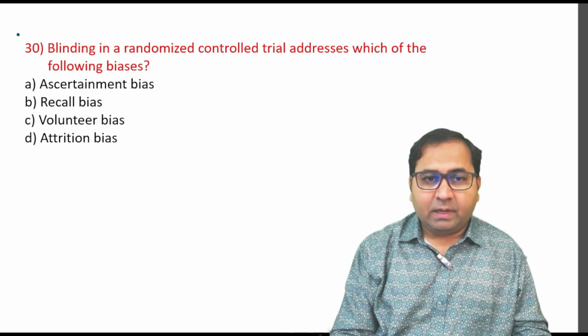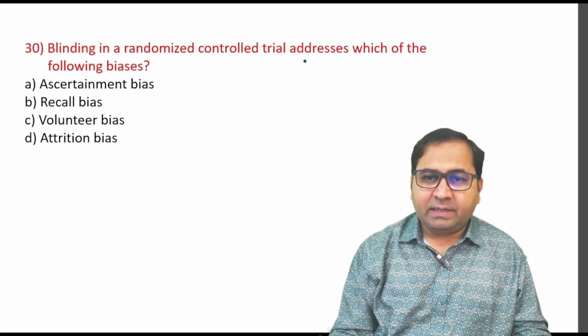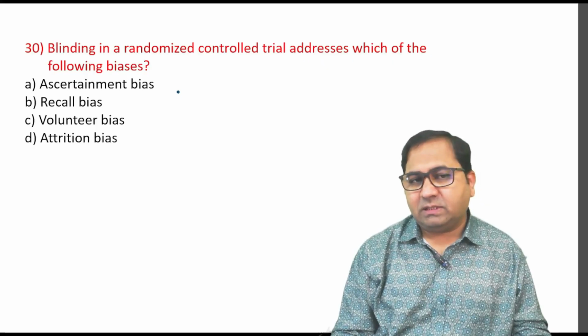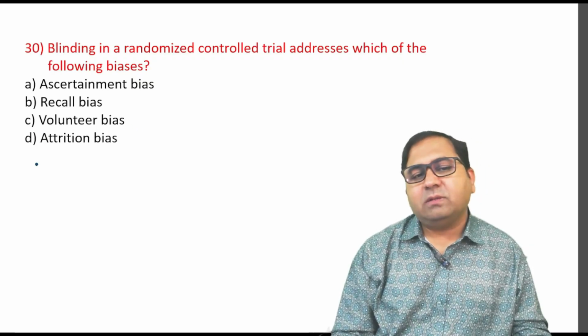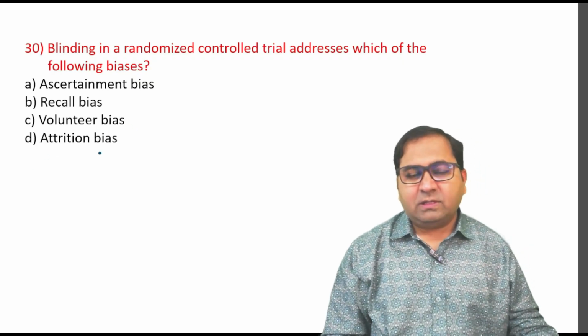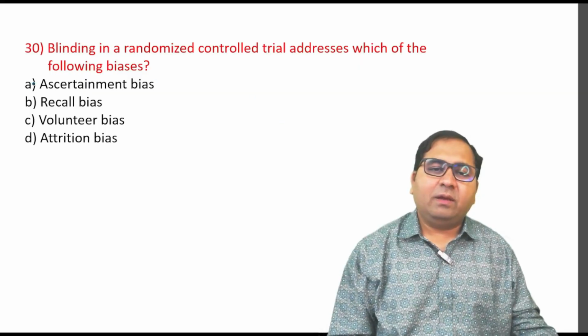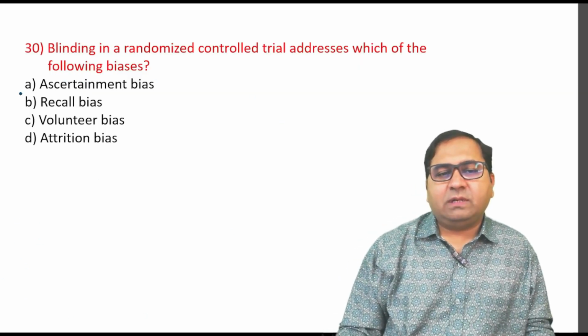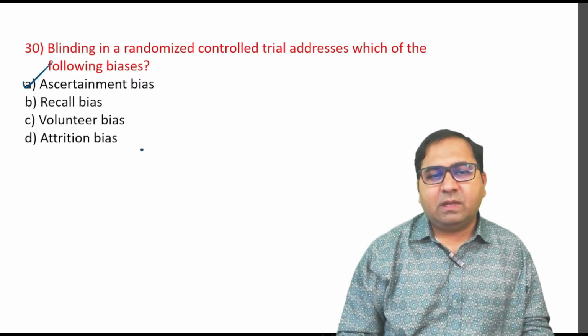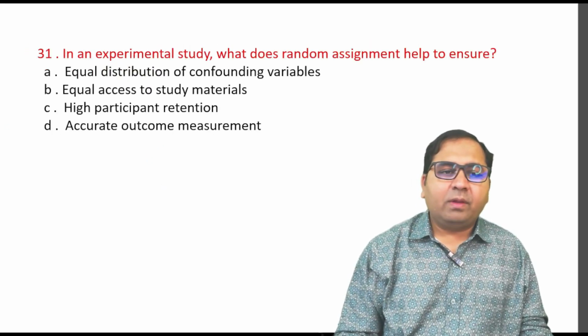Okay. Next question. Blinding in an RCT addresses which of the following biases? Options are A, ascertainment bias, B, recall bias, C, volunteer bias, or D, attrition bias. Just now we have seen a few questions back. We have drawn a box and I have shown it. So the answer for this question is A, ascertainment bias. Please remember this point.